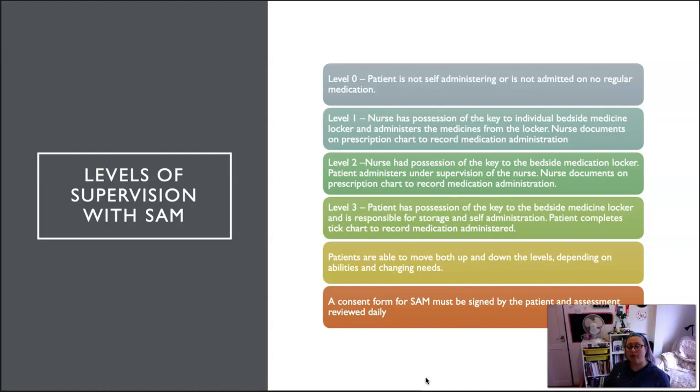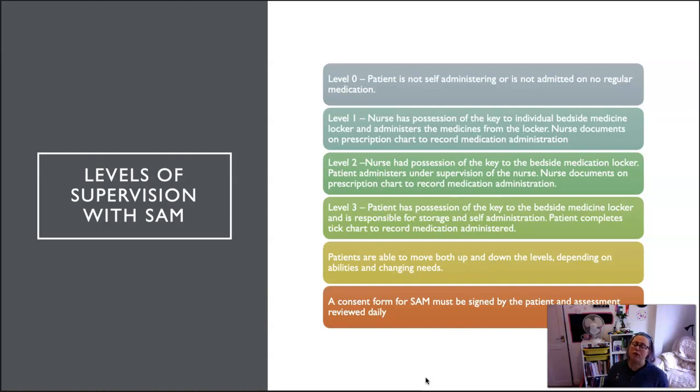Patients are able to move both up and down the levels depending on their abilities and their changing needs. So a patient might be on level 0 or level 1 if they are post-surgery. However, as a patient starts to recover and becomes more and more able to have a normal quality of life, maybe 24-48 hours post-surgery, they might move from level 0 or level 1 to level 3.